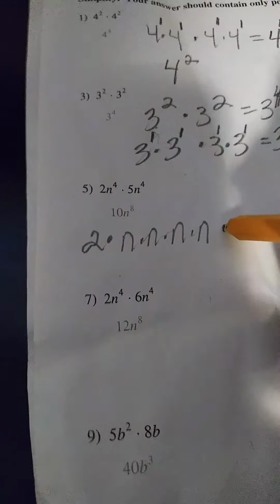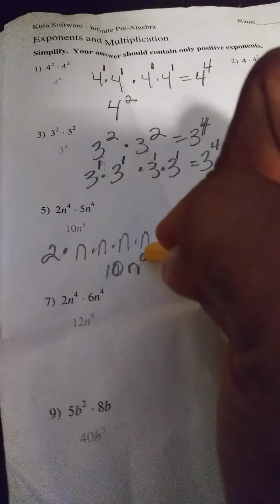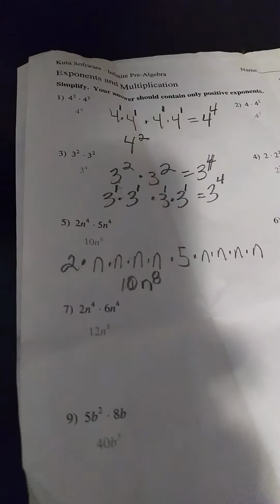Now we can start putting this together. What is 2 times 5? 10. And how many n's do we have multiplied together? That's 1, 2, 3, 4, 5, 6, 7, 8. So that is times n to the 8th power, because it's 8 of them times each other. Still moving. Let's go down to this problem here.